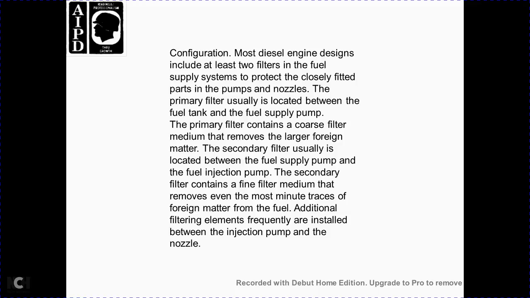Configuration. Most diesel engine designs include two filters in the fuel supply system to protect the closely fitted parts of the pump and nozzle. The primary fuel filter is located between the fuel tank and the fuel supply pump. It contains a coarse filter medium to remove large foreign matter. The secondary fuel filter is located between the fuel supply pump and the fuel injection pump. It contains a fine filter medium to remove even the most minute traces of foreign material from the fuel. Additional filter elements are frequently installed between the injection pump and the nozzle.